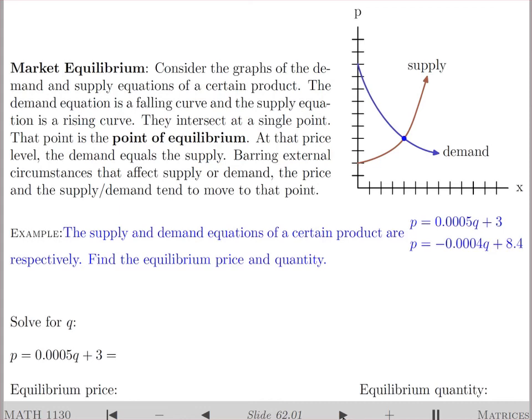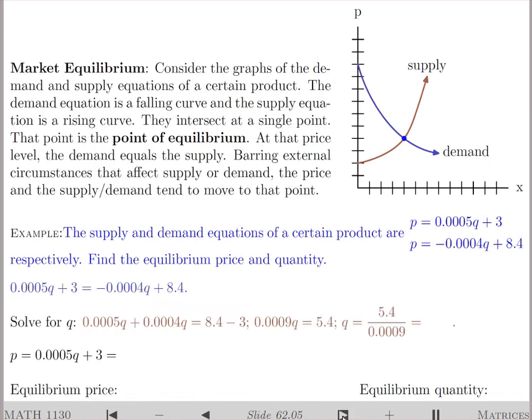In this example, we have the prices given as functions of quantities in both cases. So you just set the two functions equal to each other because the supply price and the demand price should be the same. Remember that in the equation, this is the supply price, this is the demand price. If I set them equal to the same, I get an equation for Q in this case, and I solve for Q.